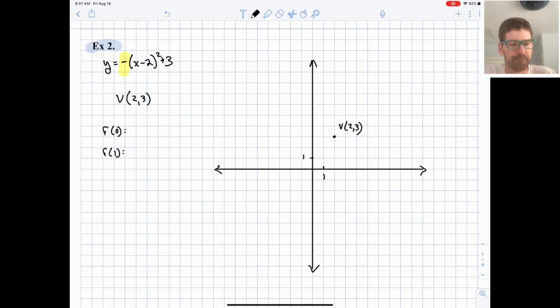Why not, right? F of 0 is negative 0 minus 2 quantity squared plus 3, which is going to be negative 4 plus 3, negative 1. Okay, so we have that point right there. We can use some symmetry to get that point over there. F of 1, negative 1 minus 2 quantity squared plus 3. That's negative 1 plus 3 is 2. Okay, and we have those two symmetric points right there. We can sketch in a curve.